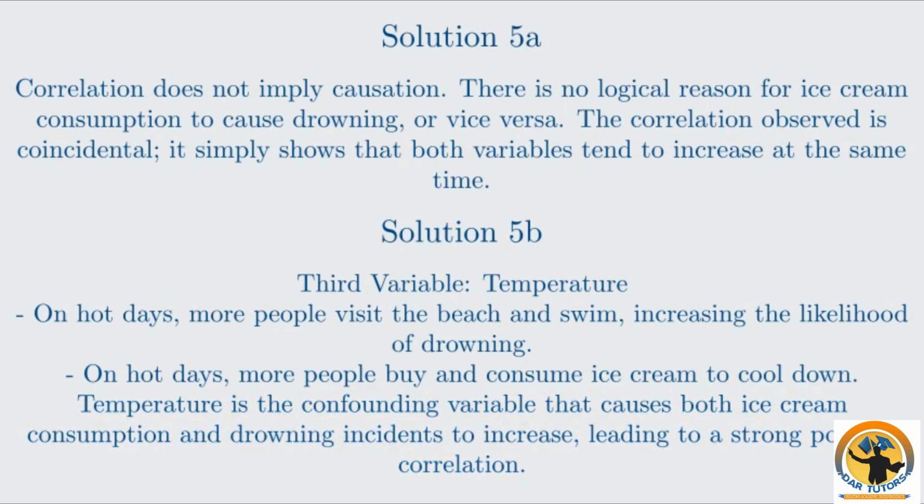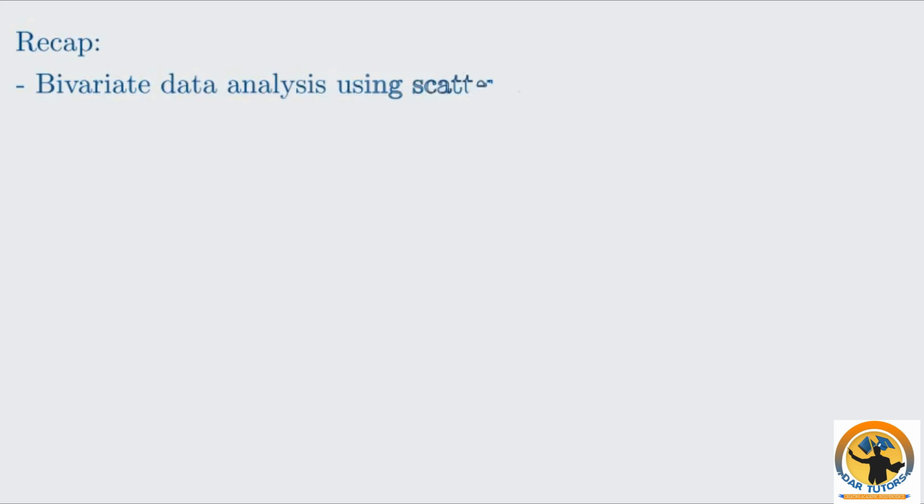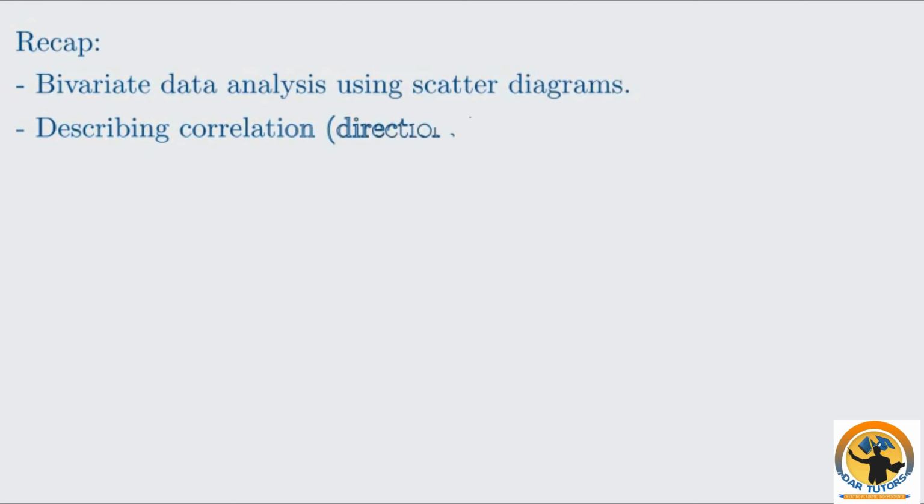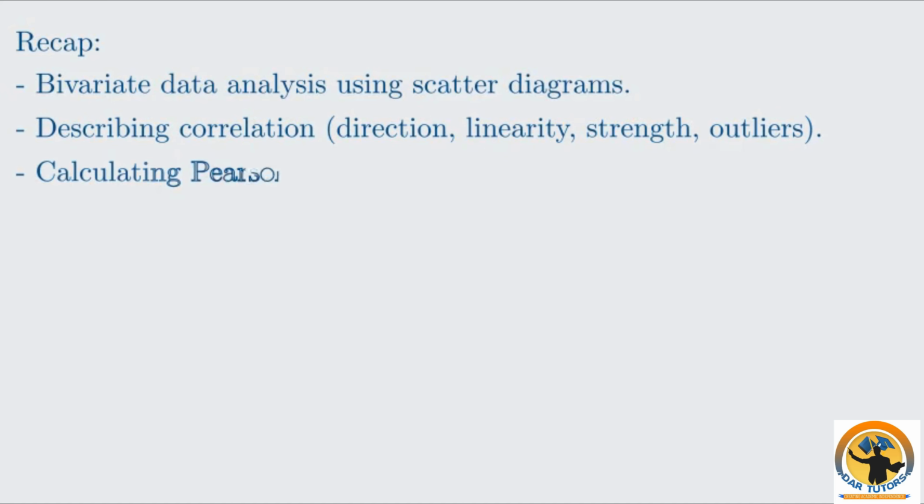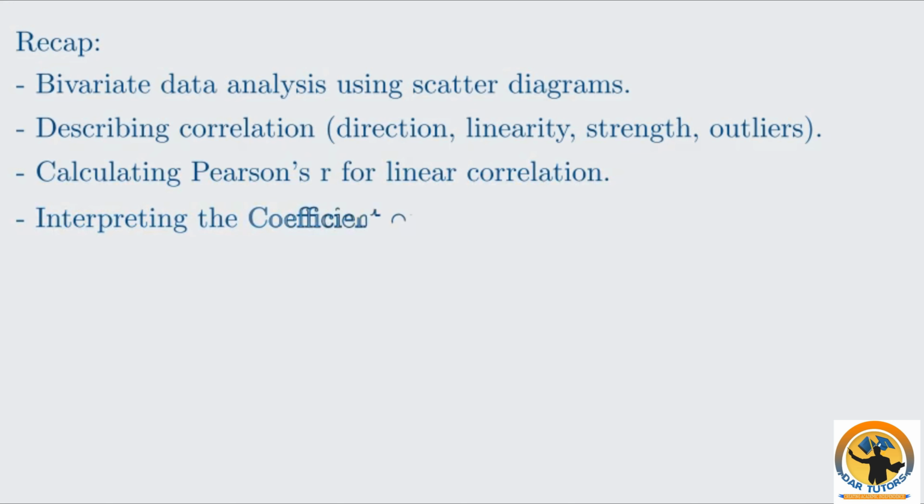Let's quickly recap what we've covered today. We learned that bivariate data involves two variables. Scatter diagrams allow us to visualize the association, looking at direction, linearity, strength, and outliers. Pearson's r gives a precise quantitative measure of the strength and direction of linear correlation, while r squared tells us how much variation in one variable can be explained by the other.